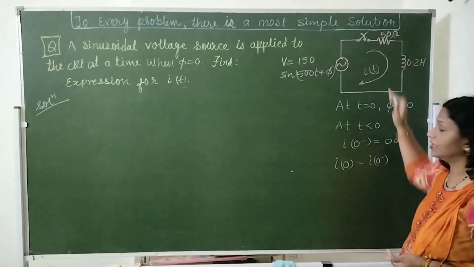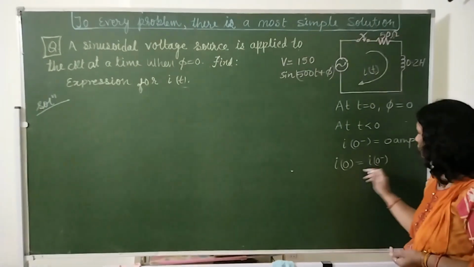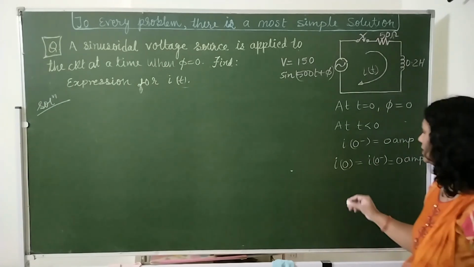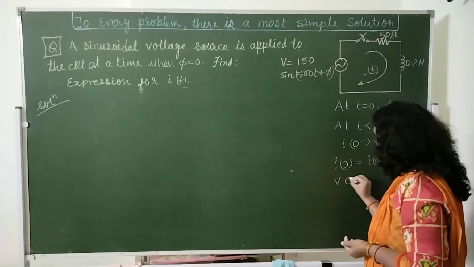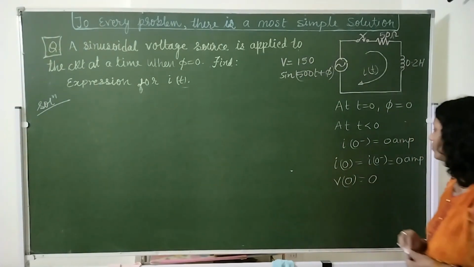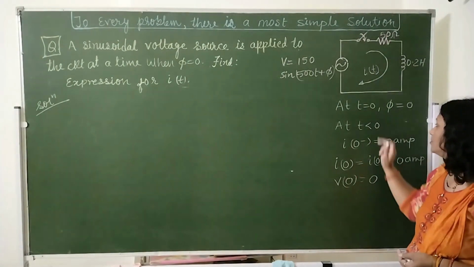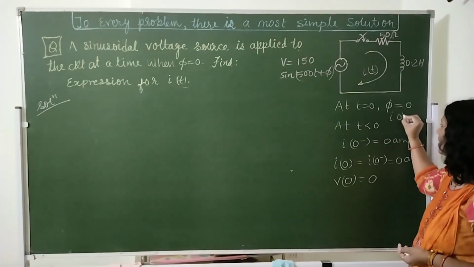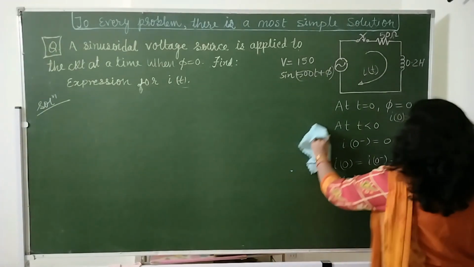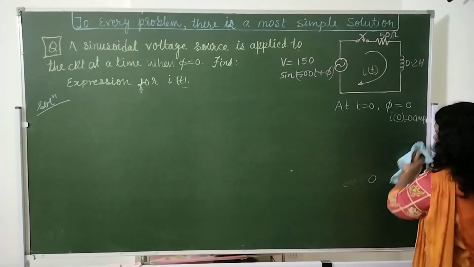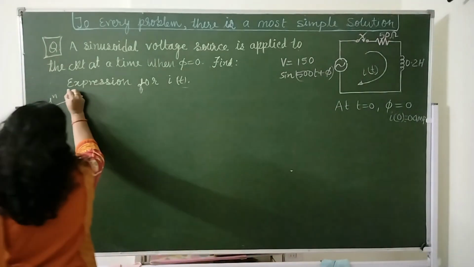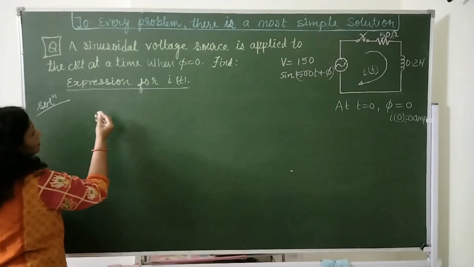It doesn't change immediately. At t equals 0 minus and at t equals 0 plus, it will remain the same and it is equal to 0 ampere. Or we can say that voltage is also 0 because t is 0, phi is 0, so V0 is also 0. So there is no current at time t equals 0. So here we can write that I0 is equal to 0 ampere. This data we will use in finding the value of K while we determine this expression for i(t).